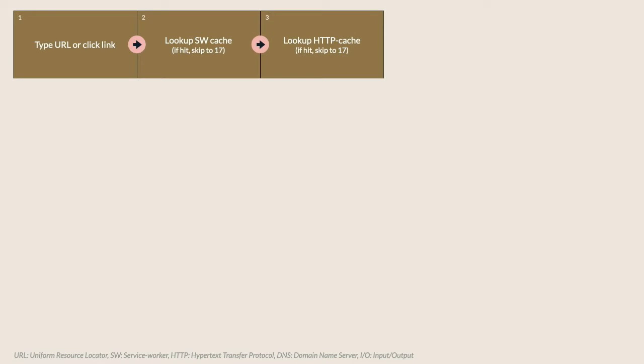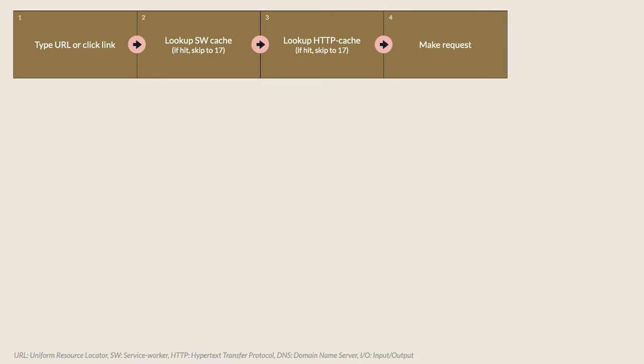So typically somebody starts by typing in a URL or clicking a link. Then first the browser looks in the service worker cache, and if there's no hit, it looks in the HTTP cache. And already here you see the spoiler that if there is a match already, then we can actually skip to the very end of this and save all of the work that goes on.